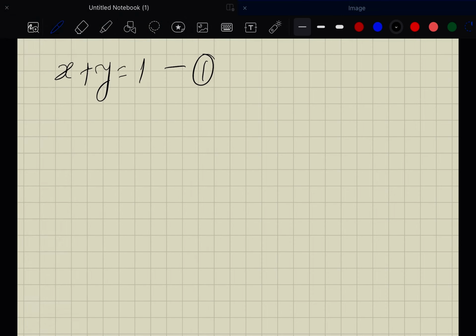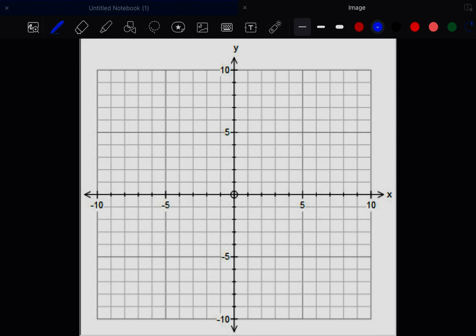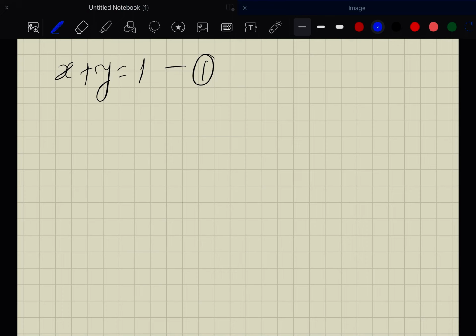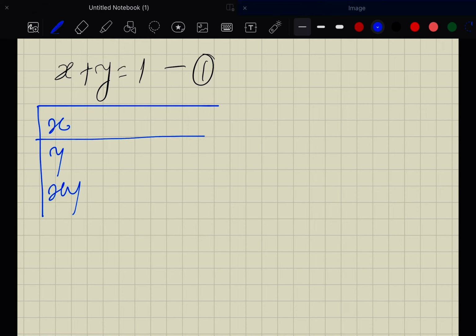So let's see the simple example, x plus y is equal to 1, and for that what is our target? We have to plot a graph. Let's take an example, and we have to plot a graph over here like this. Clear? So for that, what we have to do, just find out the coordinates of x and y. To find the coordinates of x and y, do one thing, make a table like this. So this is x, y, and xy.